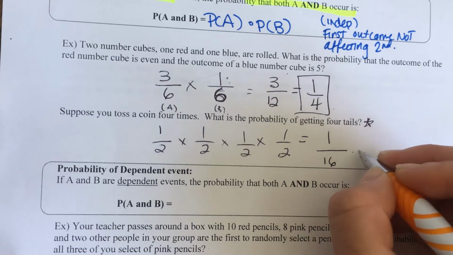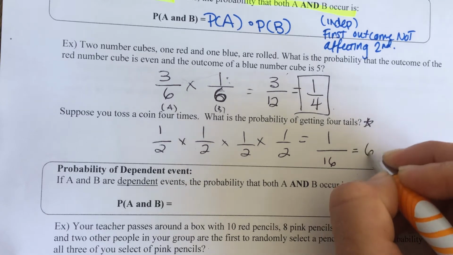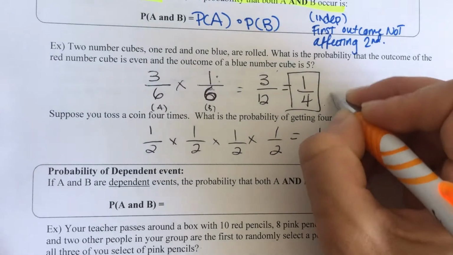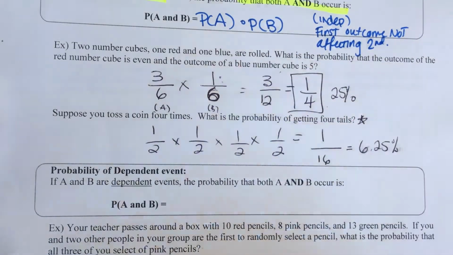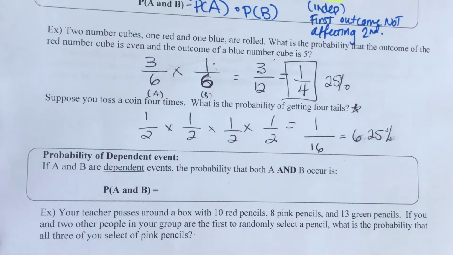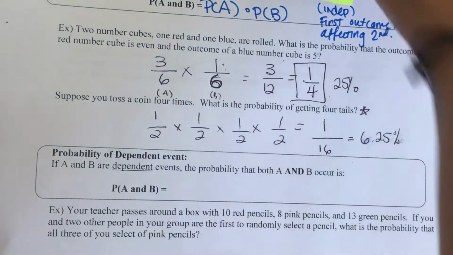So it's 1 out of 16, which is also 6.25%. This is 25%. I thought I copied the question, I did not. I made it up on my own. Okay, pretty simple, right? One does not affect the other.